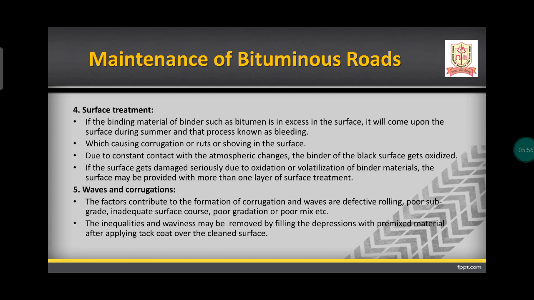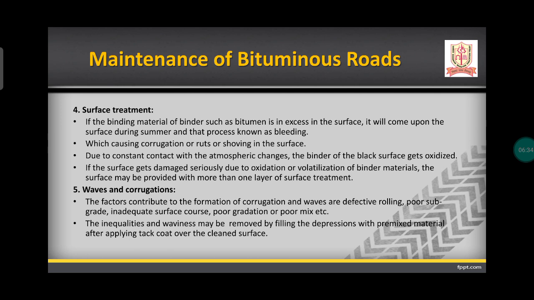Then the surface treatment. If the binding material, such as the bitumen, is in excess in the surface, it will come up during the summer and become bleeding, which causes a corrugation, rut or shoving in the surface. Due to constant contact with atmospheric change, the binder of the black surface gets oxidized. If the surface gets damaged seriously due to oxidation or volatilization of the binding material, the surface may be provided with more than one layer of surface treatment.